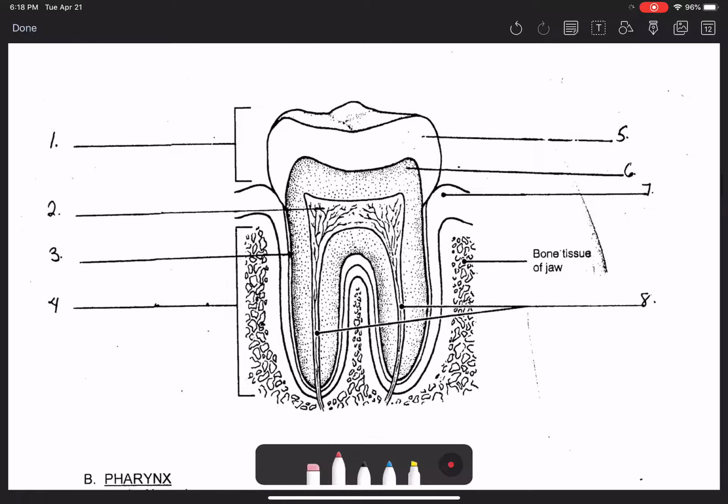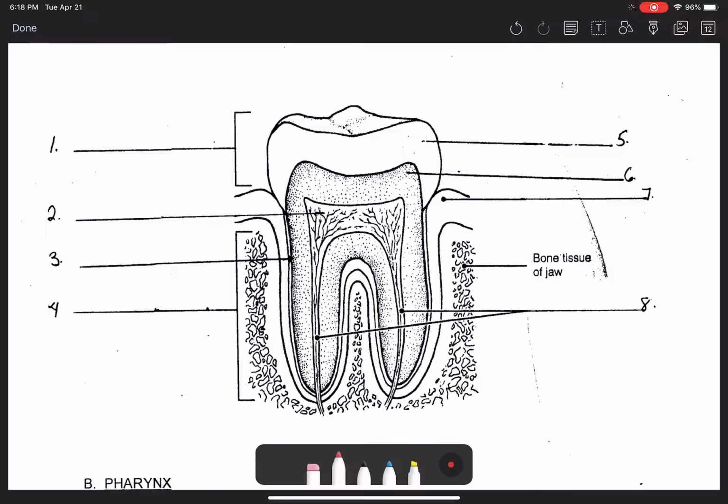So I'm just going to diagram this for you or fill in the leader lines. The outer portion of the tooth that you can see is known as the crown. And the outer portion of the crown is made up of this material known as enamel. This is the stuff that makes our teeth white, the really tough stuff that has almost a porcelain-like texture and hardness to it.